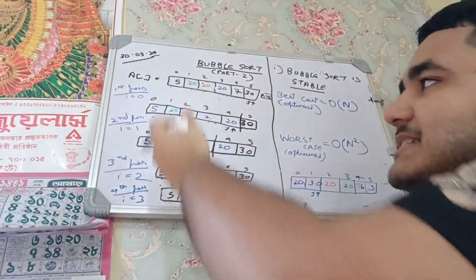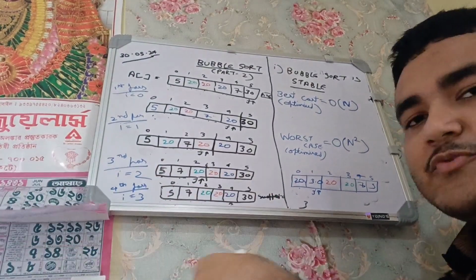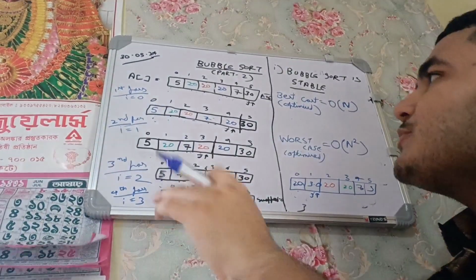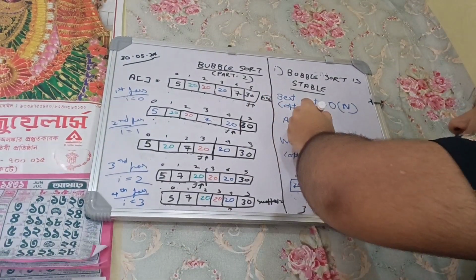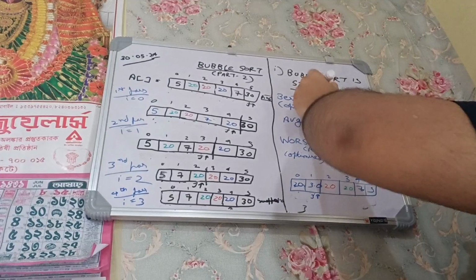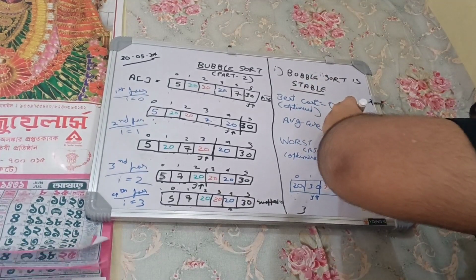And the average case, as I have shown you with this array, at least sometimes swapping is required, and at some points swapping is not required. So the average case is also big O of n square.